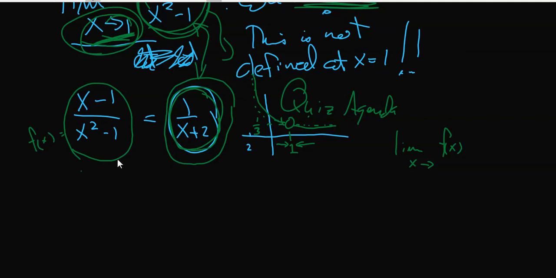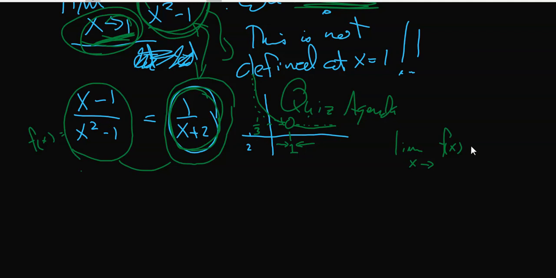Because this function and this function are the same everywhere except at x equals 1. So the closer we get to 1, they'll still behave exactly the same way. The only difference is that this function is not defined at 1 and this function is. But everywhere else except for that one place, they behave exactly the same way.